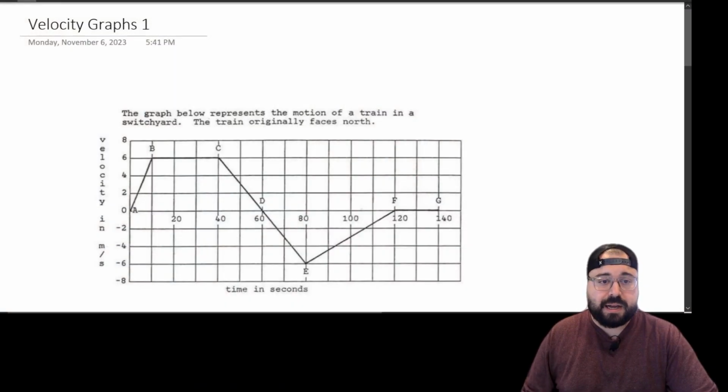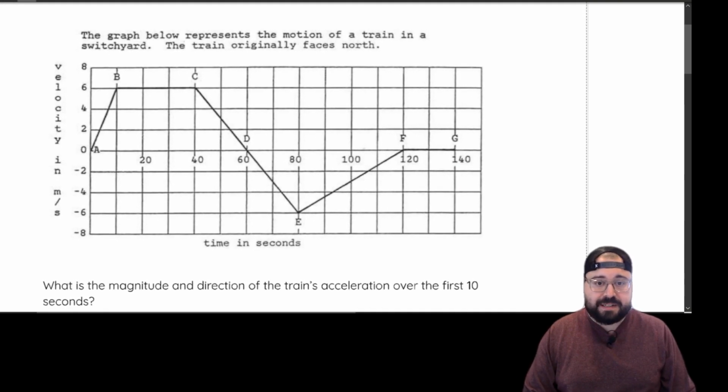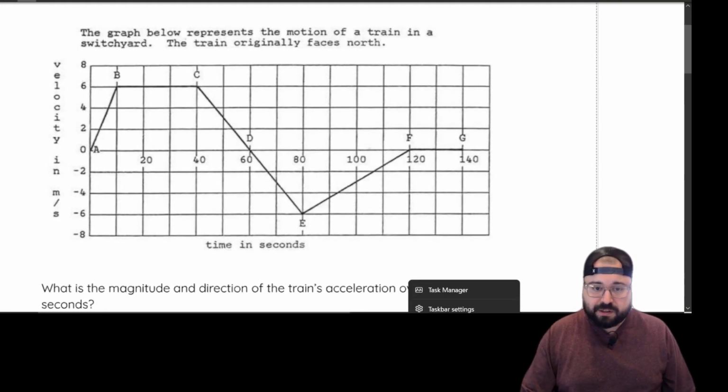Now, what I want to do today is just go over some of these and just make sure that you guys have the tools that you need to be able to answer these questions. So let's jump in here and take a look at velocity graphs 1. So we have this first graph here that we were taking a look at.